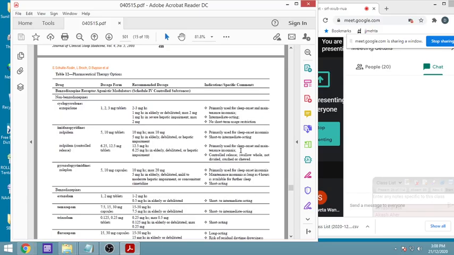The tablets are available as 1 to 3 milligram tablets. Recommended dose is around 2 milligram. It is primarily used for sleep onset and maintenance of insomnia. These drugs are intermediate acting, and there is no short-term usage restriction in this case.